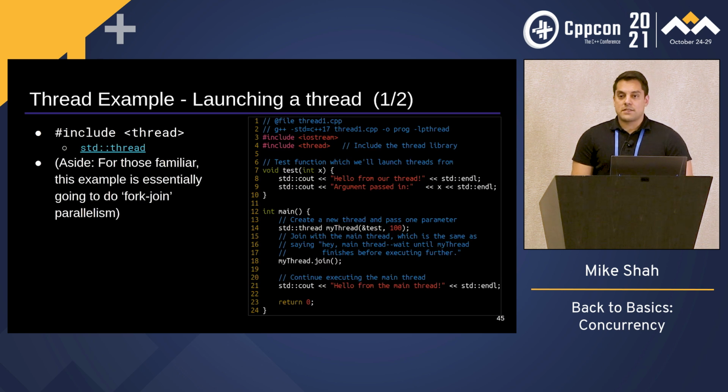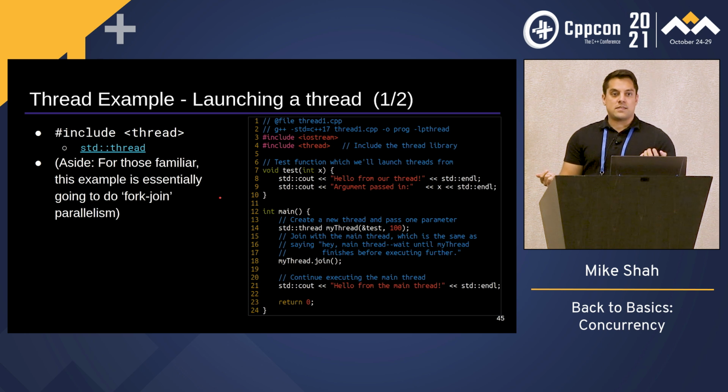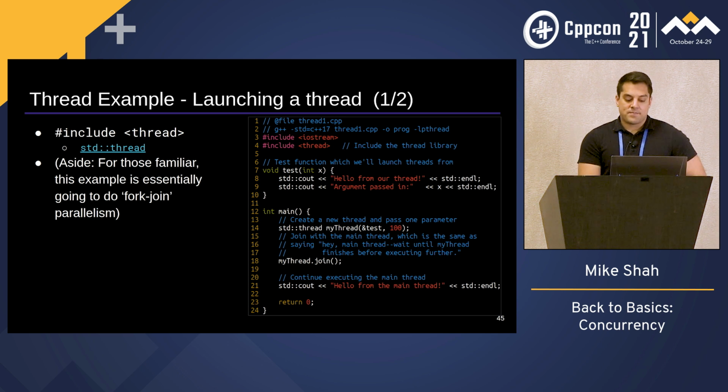All right, so let's go ahead and look at a first thread example here. And essentially what this example is going to be showing is something that's similar to fork-join parallelism, if you've learned about this in C, where we have a process and we spawn some other tasks that take place.